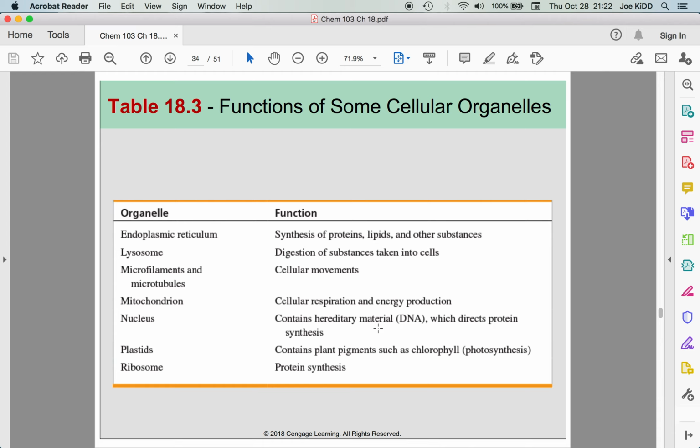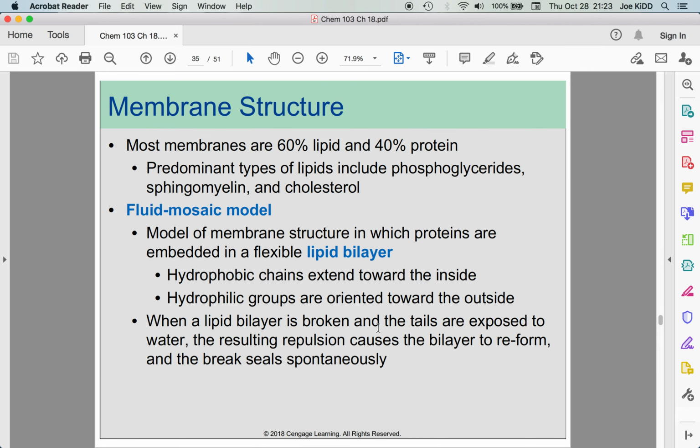So again, I understand this is a little more bio-heavy than you probably thought you were going to get in this class, but we're just going through some of the concepts of what organelles there are that are made up of lipids or have lipids in them, and what their function is.